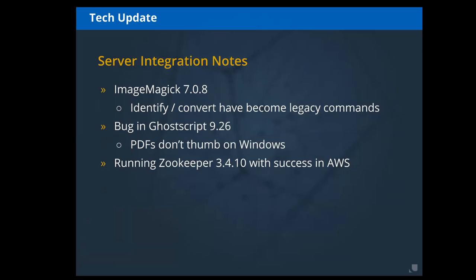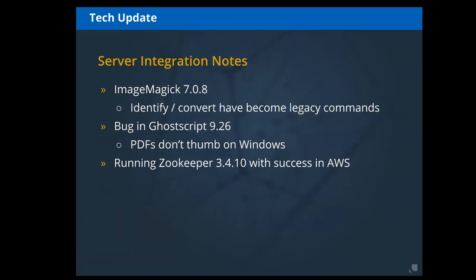We recognized a bug in GhostScript 9.26, which I believe is the latest version, at least it was when we discovered this. It has a bug that it doesn't turn PDFs into thumbnails on Windows systems the way that EQUELLA invokes ImageMagick, which invokes GhostScript. If you back level to GhostScript 9.25, then it works just fine. So we'll be tracking at what point we can upgrade to the latest GhostScript that won't break PDF thumbnailing on Windows.